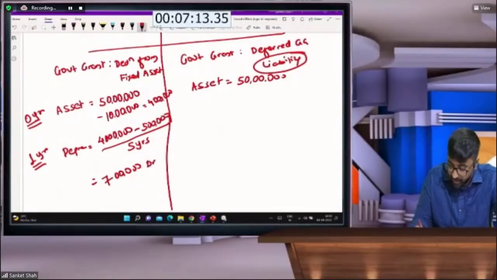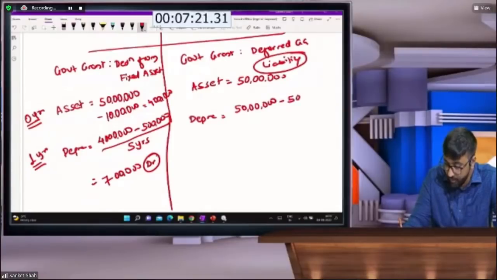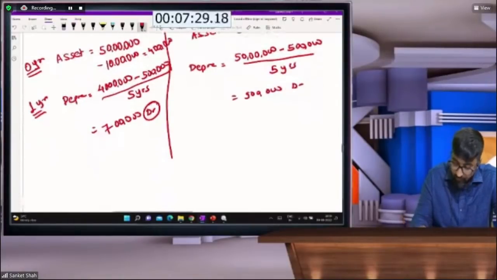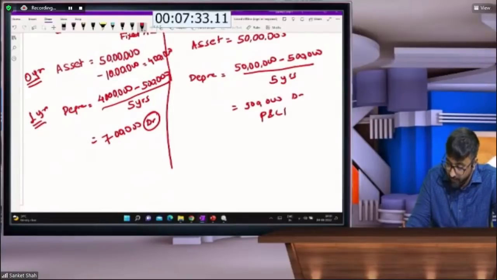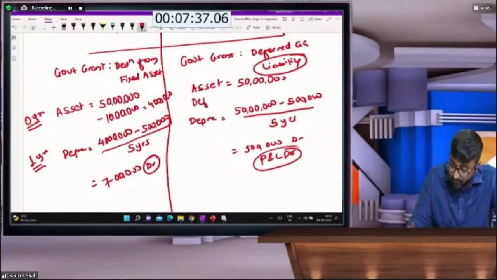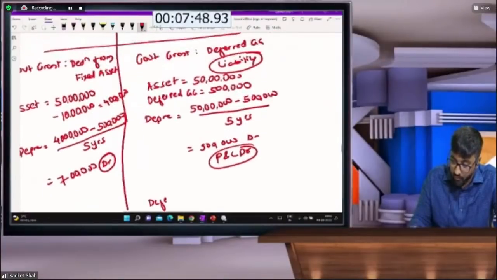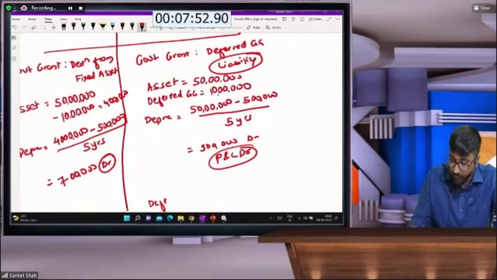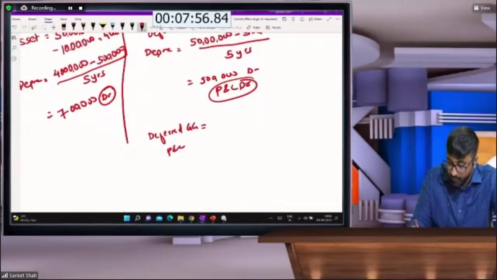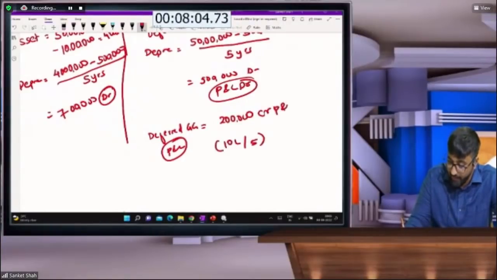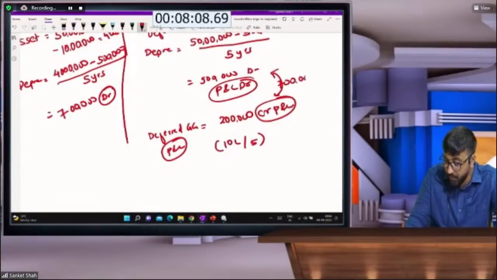This is 7 lakhs depreciation, P&L debit. Here, depreciation 50 lakhs minus salvage value 5 lakhs, 9 lakhs. And this is P&L debit. And here, deferred GG 5 lakhs. Oh, sorry, beta, it's 10 lakhs. And deferred GG in P&L, you will record 2 lakhs. How? 10 lakhs divided by 5 years. P&L credit. So net effect, 7 lakhs debit, net effect.